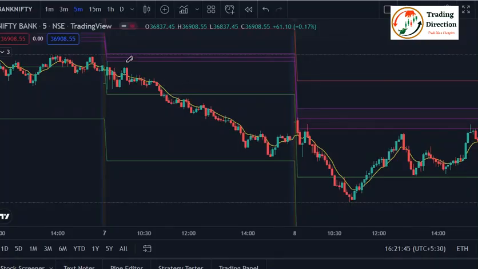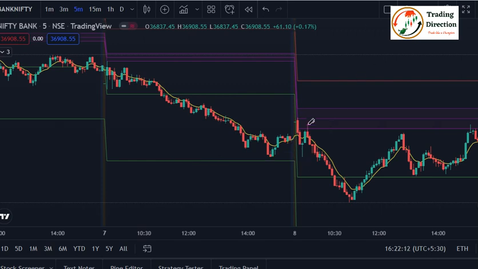Here the condition is, see, the previous day, this is a wide CPR. The previous day was a trending market, and the close was near the previous day low. This is the PDL, and this is the high. So the close was here, the previous day close.